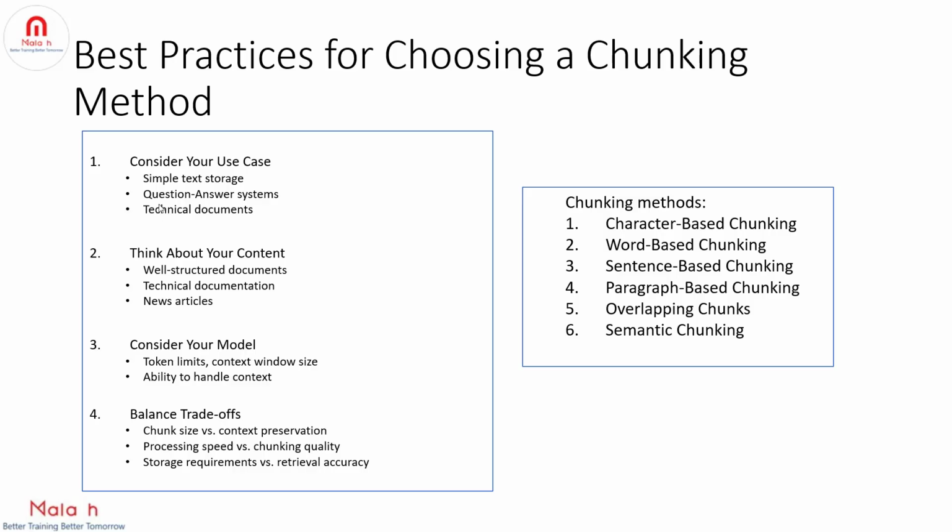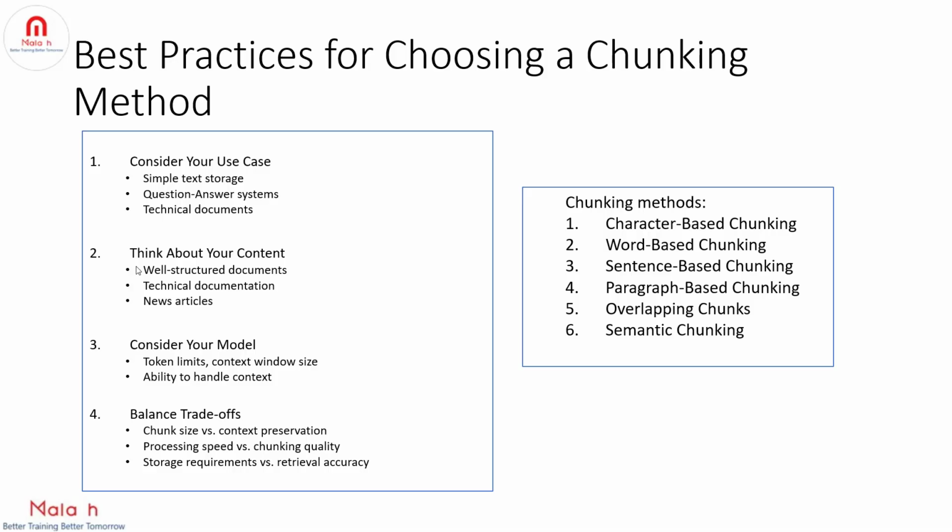For example, if you're building a question answer system, in that case go for sentence-based chunking, or you can also use paragraph-based chunking. This will work best. Either sentence-based or paragraph-based chunking is best when building question answer system RAG applications. And if you're trying to build an application that has technical documents, in that case go for semantic chunking. So depending on your use case, you have to pick the right chunking method.